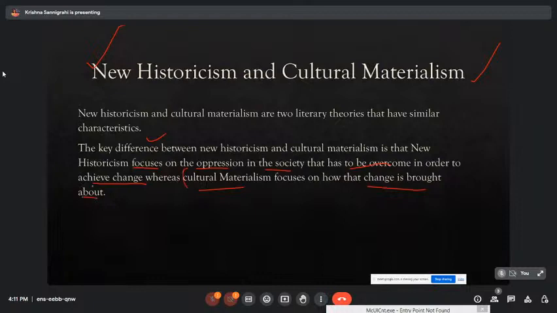It is actually focusing on the things which have to be done in order to bring about the change. And what is new historicism doing? New historicism is focusing on the oppression in the society that has to be overcome in order to achieve change. So this is the difference between new historicism and cultural materialism.